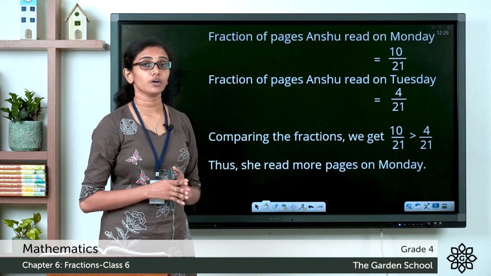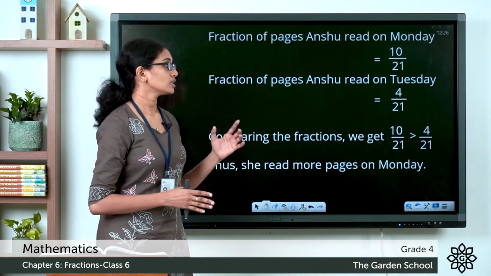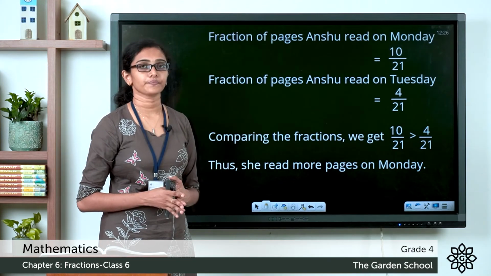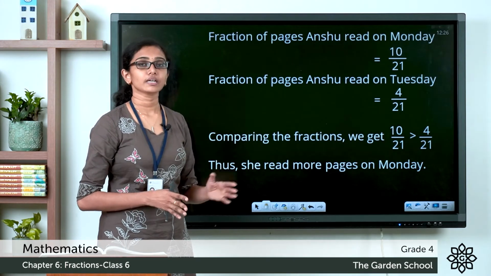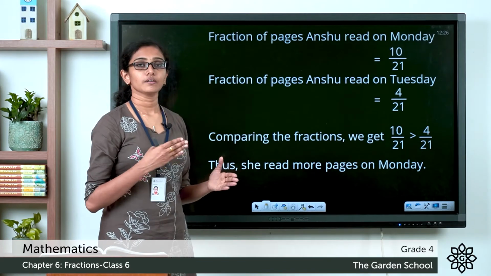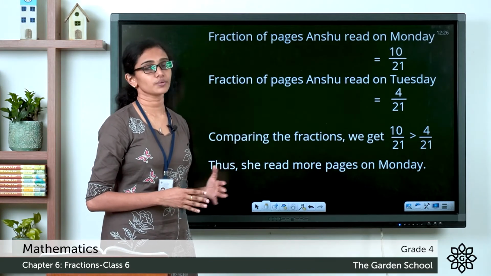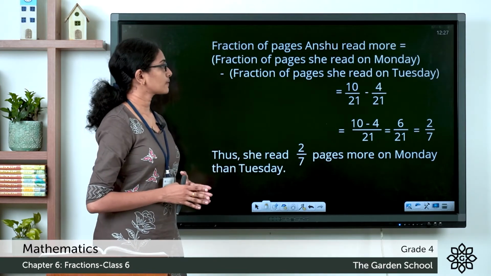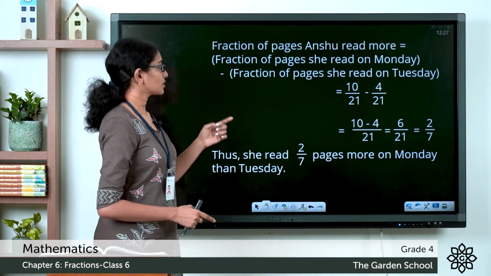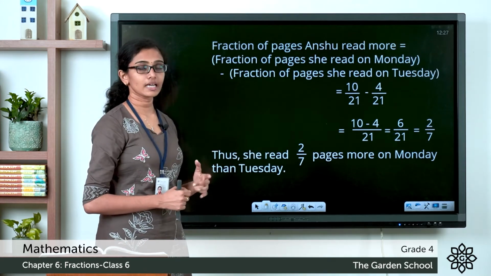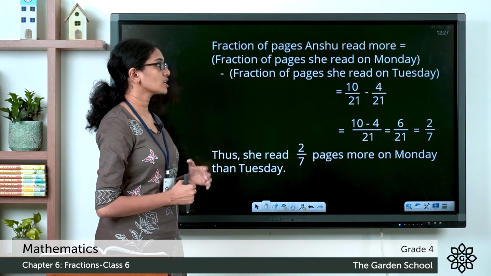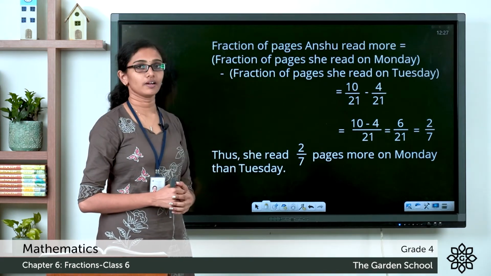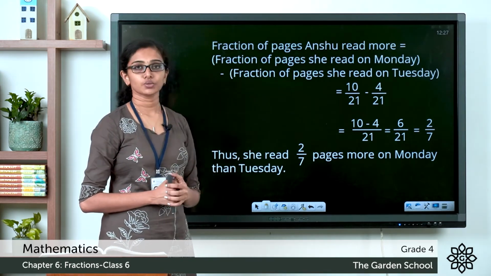And we need to find out by what fraction she read more pages on Monday. So how would we find that? We need to subtract the fraction she read on Monday and the fraction she read on Tuesday. So let's do that. The fraction of pages Anshu read more is equal to the fraction of pages she read on Monday minus the fraction of pages she read on Tuesday. So that is equal to 10 by 21 minus 4 by 21.